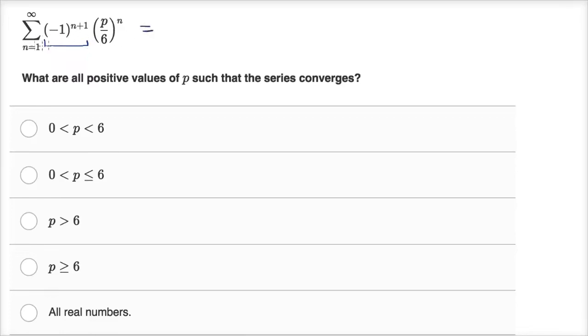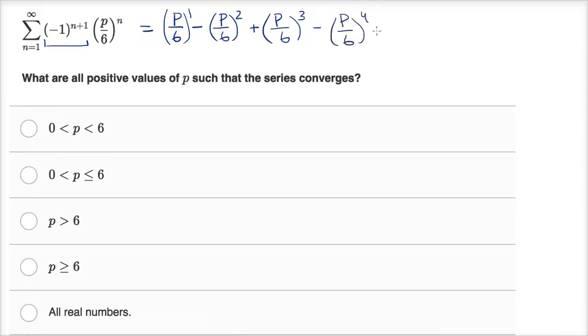When n equals 1, this is going to be to the second power, so it's going to be positive 1. So it's going to be p over 6. And then when n is 2, this is going to be to the third power, so it's going to be minus p over 6 squared, then plus p over 6 to the third power, and I could even write to the first power right over here, then minus p over 6 to the fourth power, and we're going to just keep going, plus, minus, on and on forever.